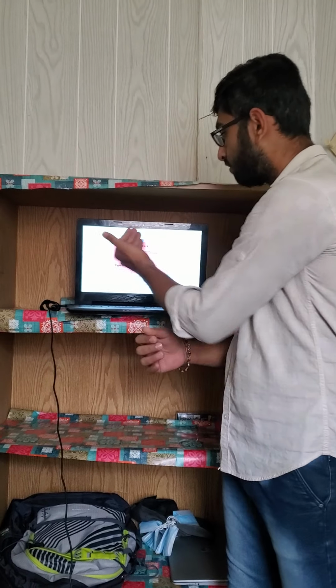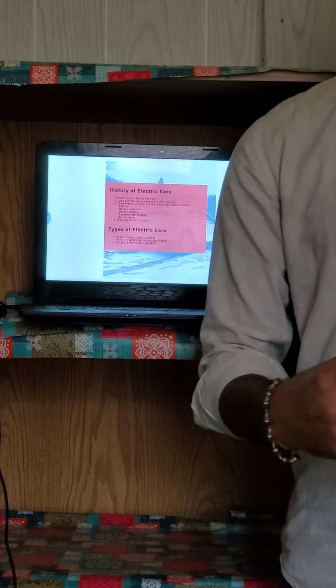Then comes the motor controller. The motor controller is said to be the heart of electric vehicles. They draw the power from batteries, and they give the necessary power, convert it into different forms of energy, and then transfer it to different components of the electric vehicle.